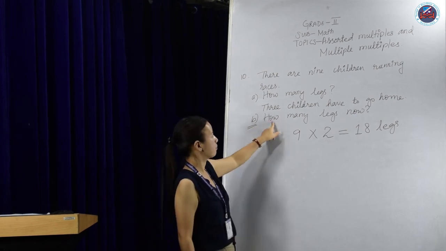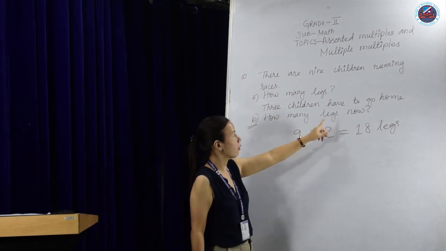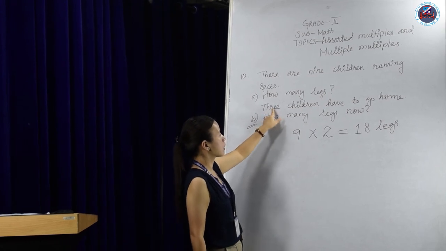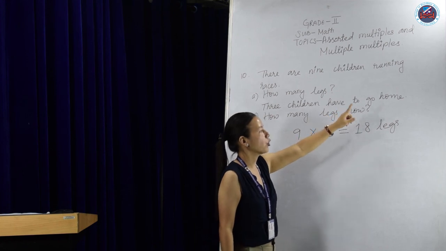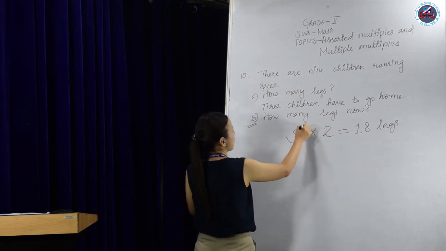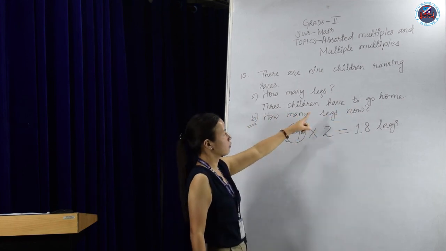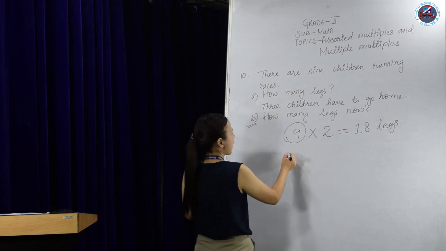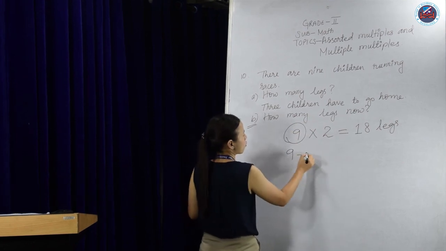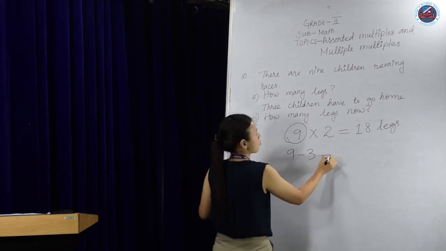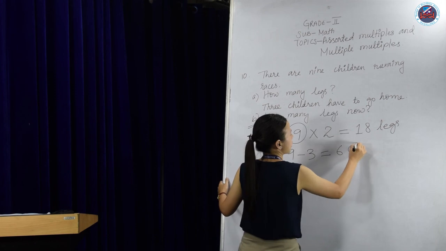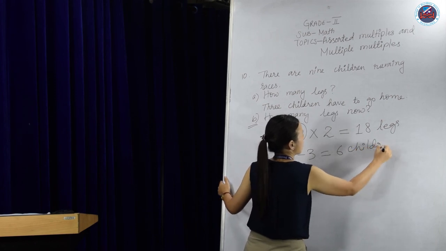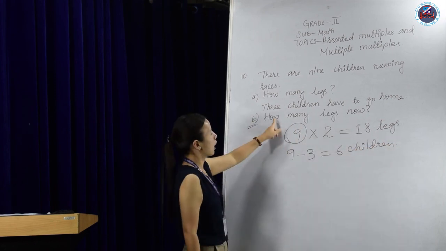Now let's go to question B. Before that, there is one piece of information given: 3 children have to go home. Total there were 9 children, and 3 went home. So you subtract: if you take away 3 from 9, you get 6. That means now we have just 6 children.